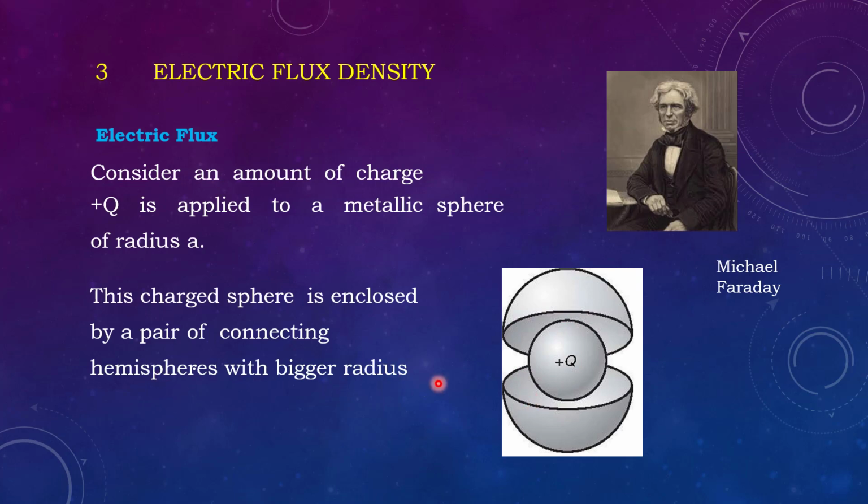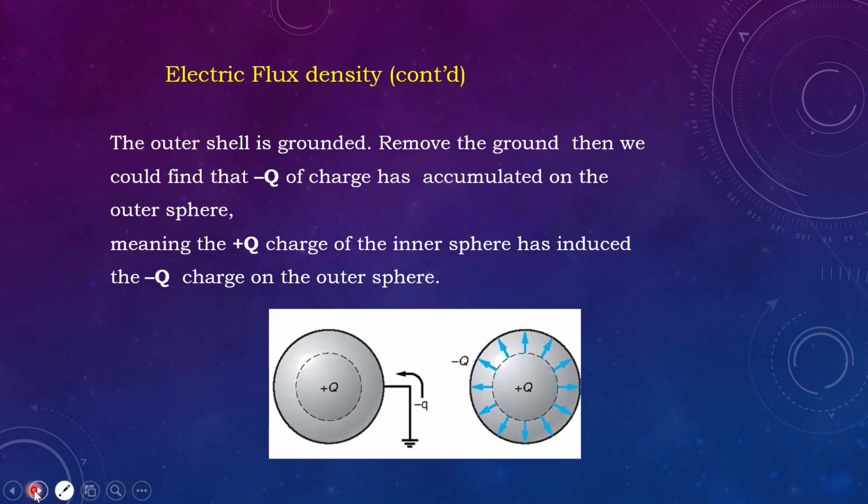After some time, he found that there is an equal charge present on the outer sphere. An equal charge accumulated on the outer sphere. How does this happen? This happens because the charge has displaced from this point towards the outer side through the dielectric media. That displacement of charge is nothing but electric flux, and this flux is indicated by lines of flux.